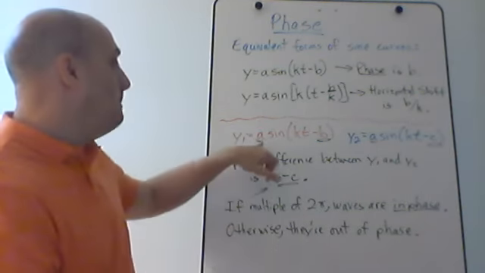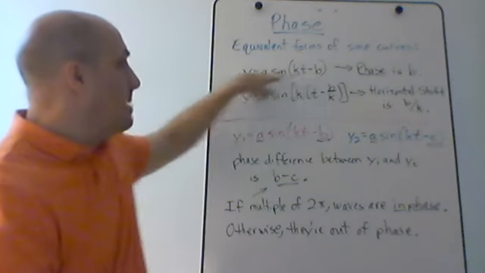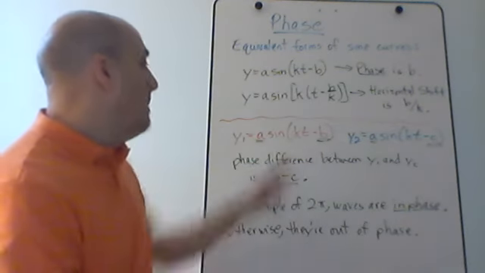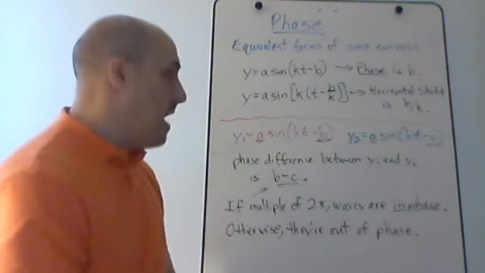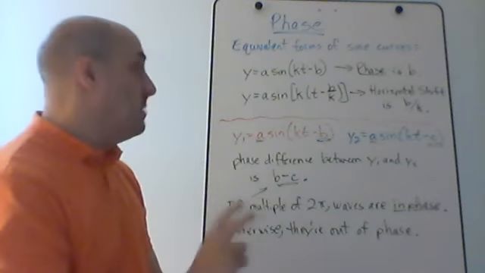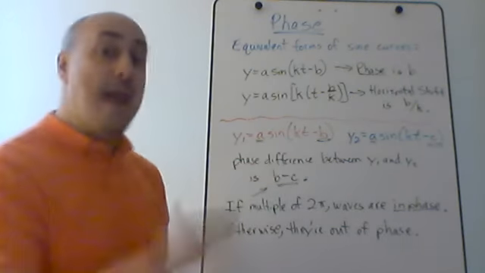So y1 is a times sine of kt minus b, right? So it's in this form up here, where the k is inside the parentheses with the t and the b. And then y2 equals a times sine of kt minus c, right? So notice the similarities between those two curves. First, they both have a, right? So they both have the same amplitude, right?